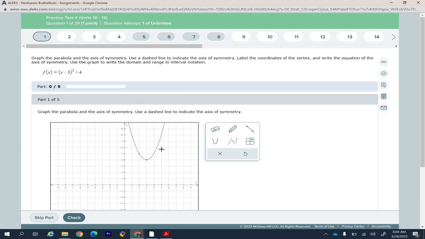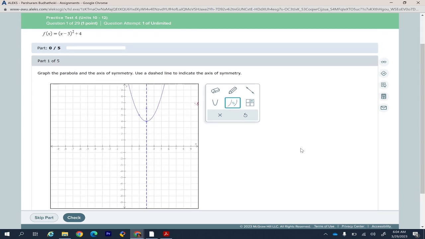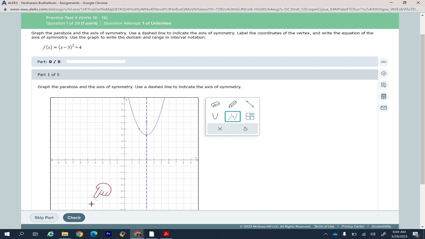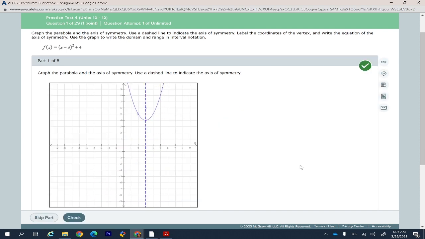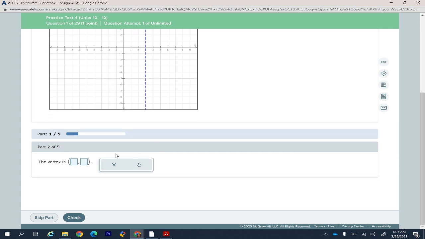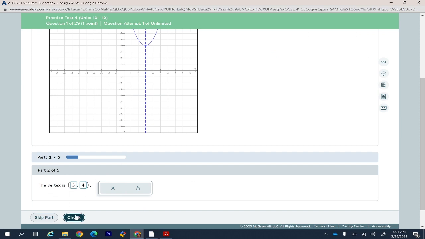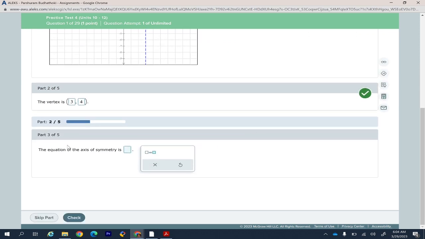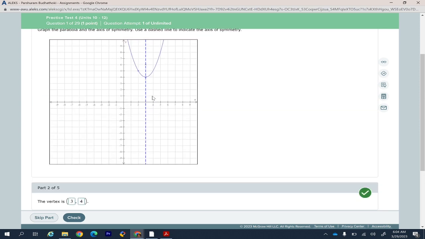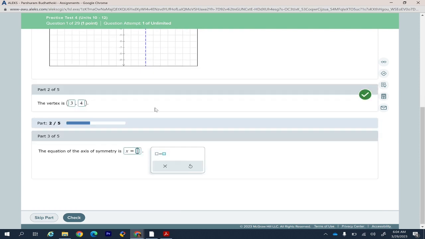So now that's a parabola, but we also have to plot the axis of symmetry, which is a line passing through this vertex, a vertical line, but we need to use a dashed line for this one. So that's the graph of the parabola with the axis of symmetry. That's perfect. Let's go to the next step. Next is the vertex. We already know it's (3, 4), and the axis of symmetry is always x equals the x coordinate of the vertex, which is 3.